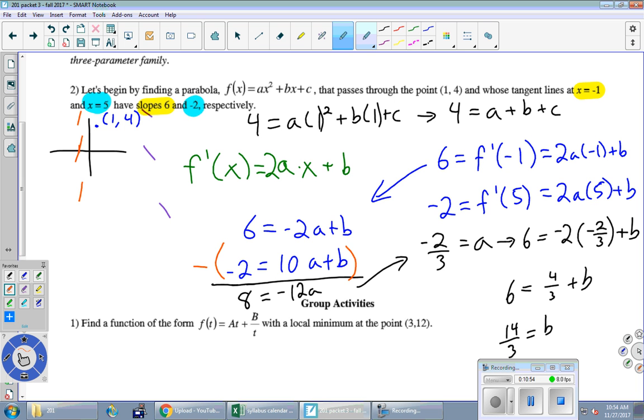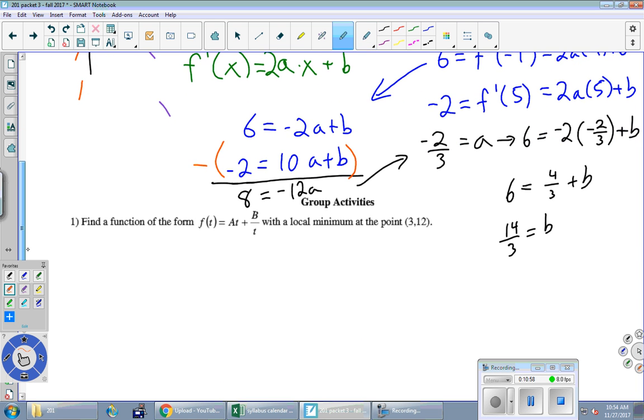Plug back into that top equation, right? We know a plus b plus c is 4, so put it all together back in the top. So we'll come back over here. So we know 4 is equal to a plus b plus c. 4 is equal to a was negative 2/3 plus b, that's 14/3 plus c, which we're about to find. Yeah, turns out c is 0.